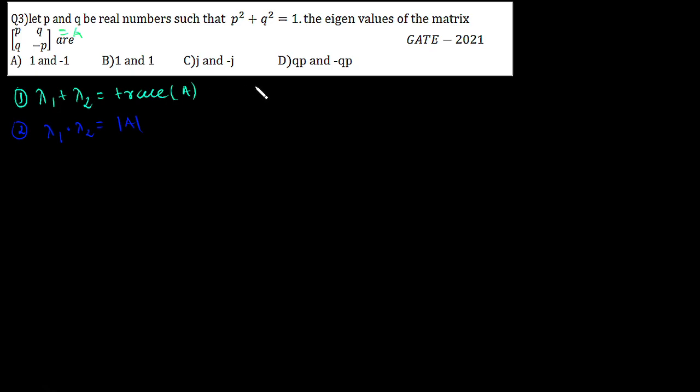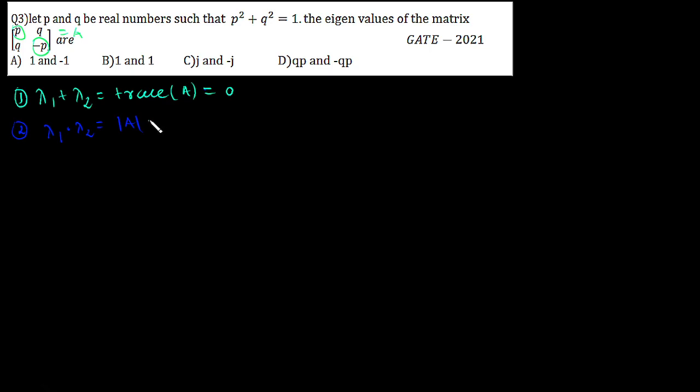So now let's first of all find the trace of this matrix A. The trace is nothing but simply the sum of those two diagonal elements. So I can say here the trace is 0, because this plus P and minus P will add and give the sum as 0.